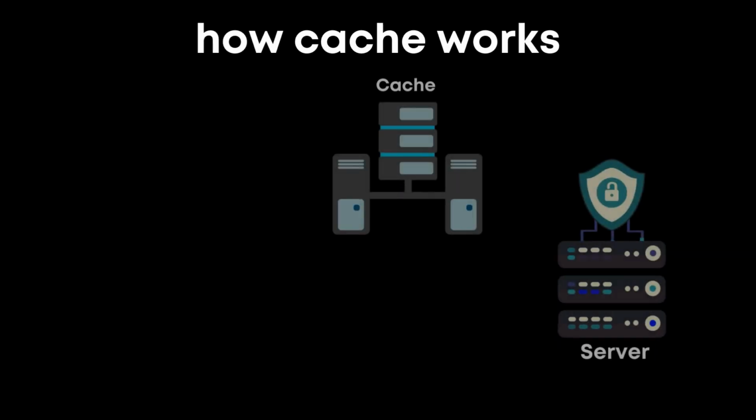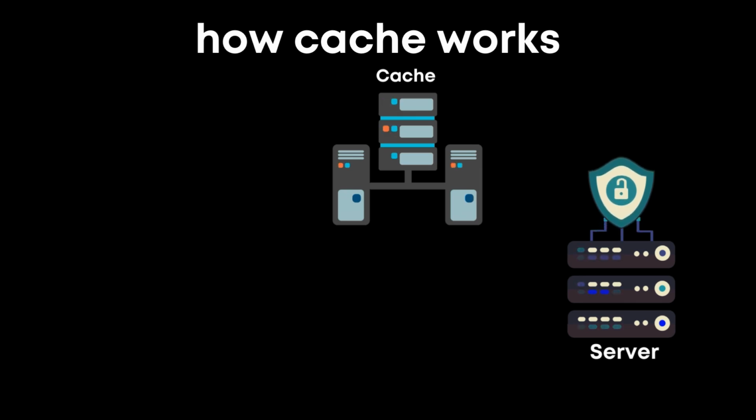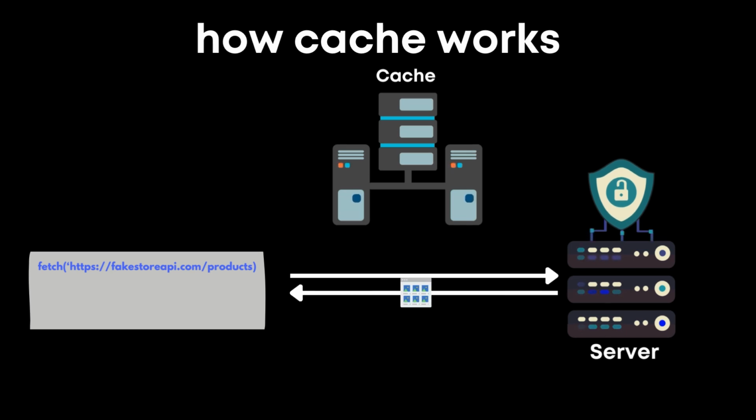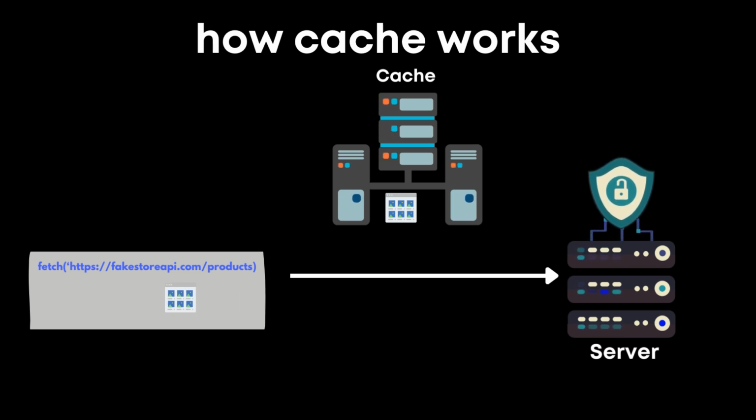So how does it work? When information is requested for the first time, for example, when fetching data using an API, https://fakestoreapi.com/products, it is retrieved from the original source and then stored in the cache. The next time the same information is needed or the same request is made, it is quickly retrieved from the cache instead of going back to the original source.